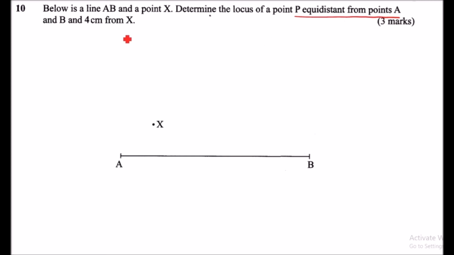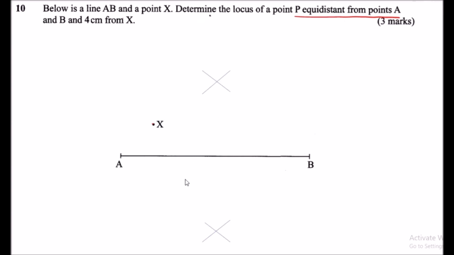Then you are told it is 4 centimeters from X. So from X you take the center, X as the center of the circle, and you draw a circle. The point P will be where the circle and the perpendicular bisector intersect. So let's go ahead and do that.